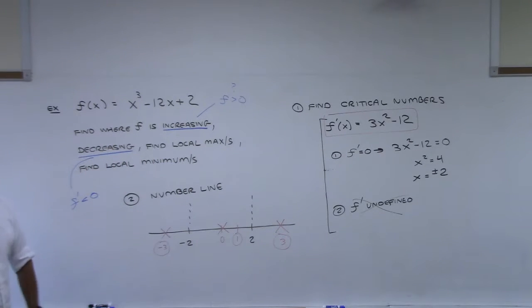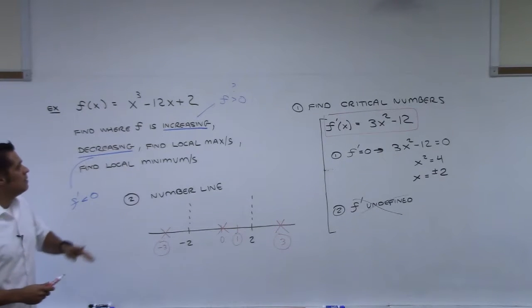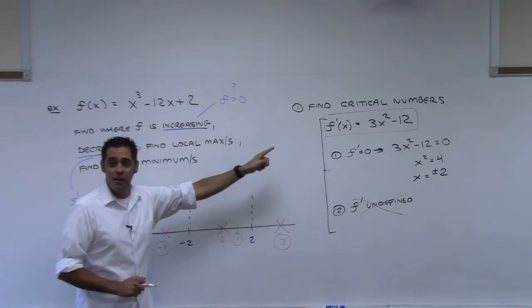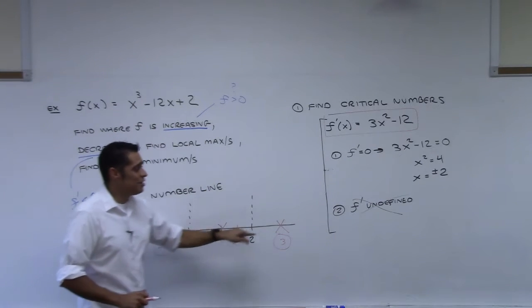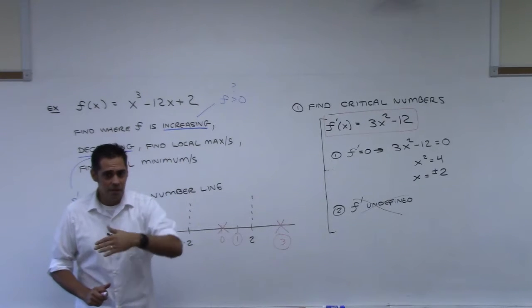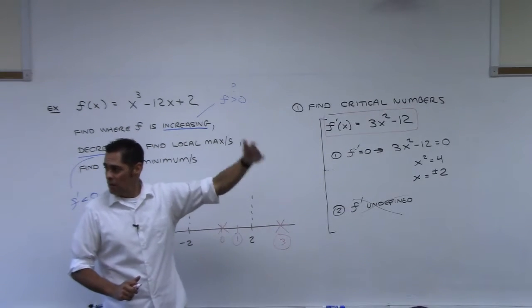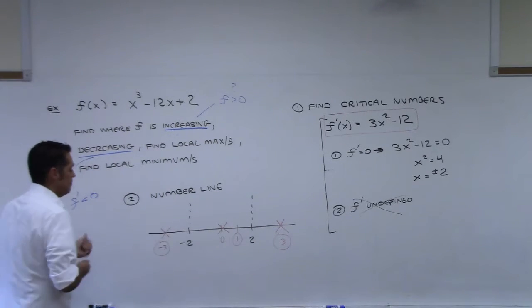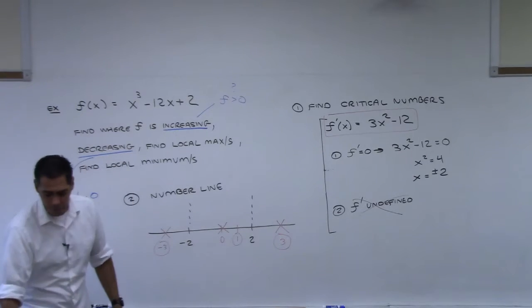Now, what do we do with those numbers? Plug them into what? The top one. That top one? What do we call that? The derivative, right? Why are we plugging these numbers into the derivative? Because the derivative tells us everything about up and down, right? Everything about up and down. So let's try this. Let's plug in. So that's the third step.